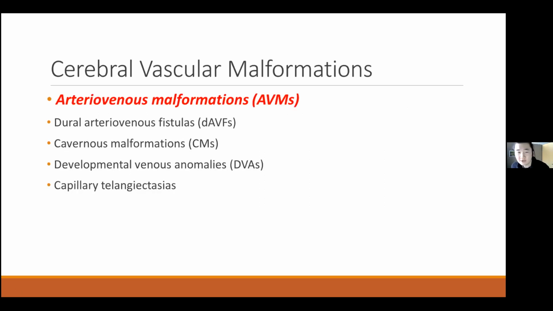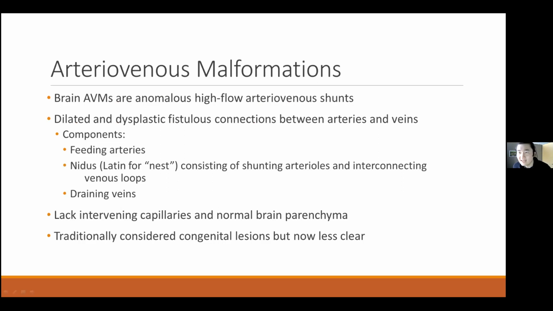So starting with AVMs. Brain AVMs are high flow vascular malformations, composed of large feeding arteries, draining veins, and a structure in between called the nidus, a nest-like structure that connects those feeding arteries and draining veins. The nidus consists of complex shunting arterioles and interconnecting venous loops that on neuroimaging look pretty impressive and almost look like a bag of worms, if you will.